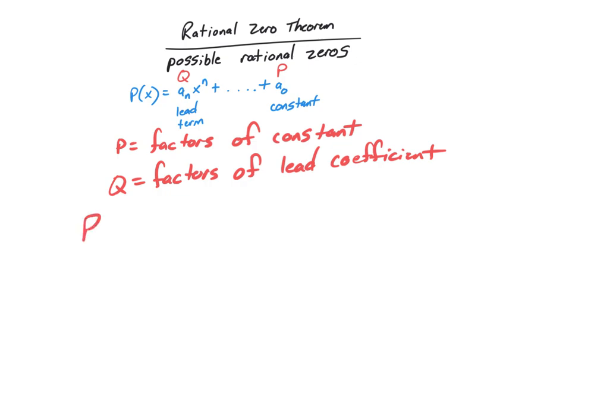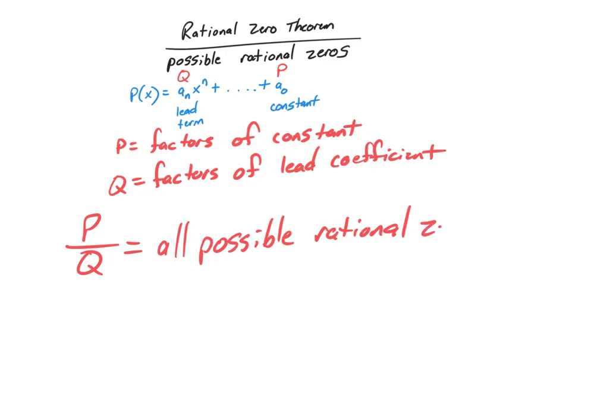And then we're going to take p divided by q. So we're going to take all the factors of p divided by all the factors of q, and that would be all possible rational zeros. And here's the other thing: this is limited to only the rational zeros. This isn't going to give us imaginary zeros or irrational zeros or any other zeros that we have. It's limited to the rational zeros. So that's another reason why it's not very helpful in a lot of scenarios.